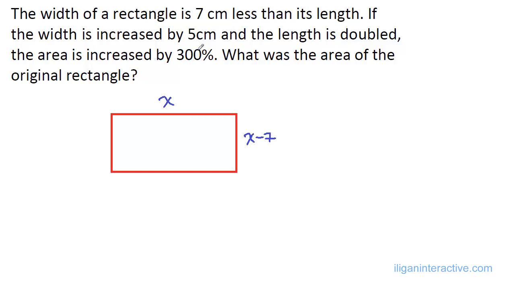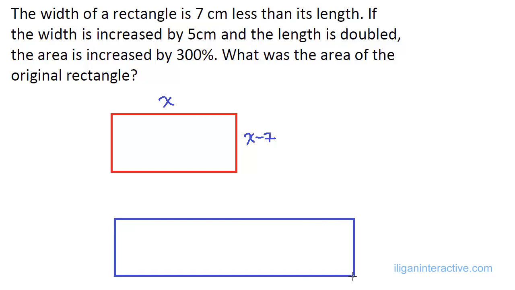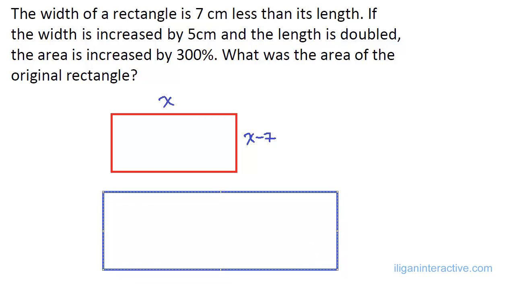And if the width is increased by 5 cm, okay, so let us try to draw another rectangle. The width is increased by 5 cm and the length is doubled. So shall we say, let us have this bigger rectangle here. Now, according to here, the width is increased by 5 cm. So this will now be x minus 7 plus 5, which is actually x minus 2, right? And the length is doubled, which means instead of x, you now have 2x.